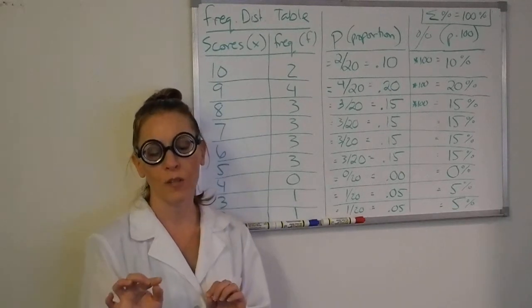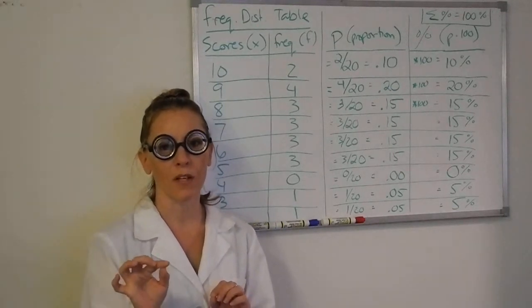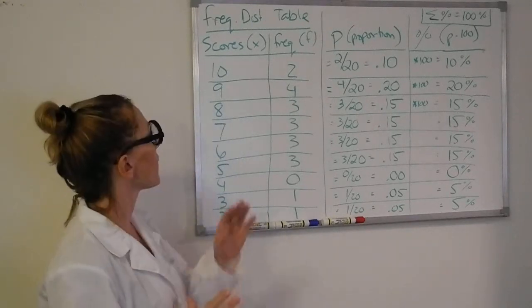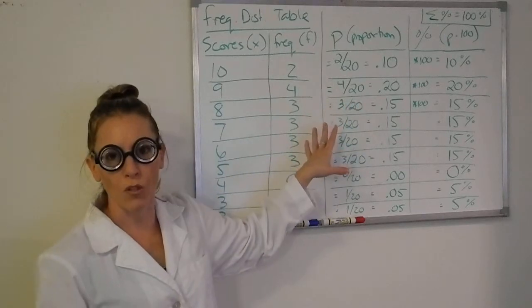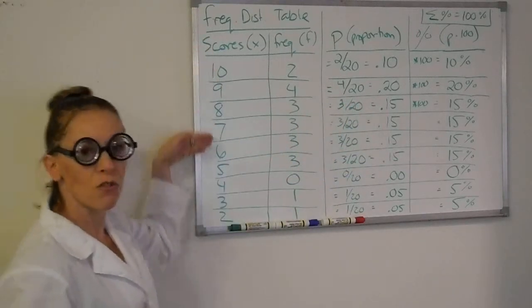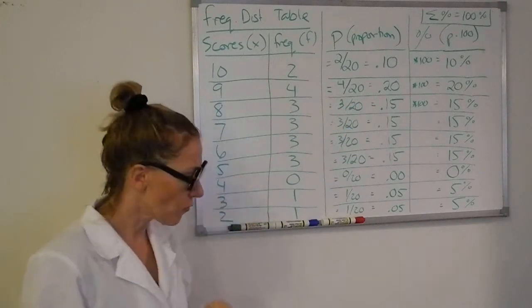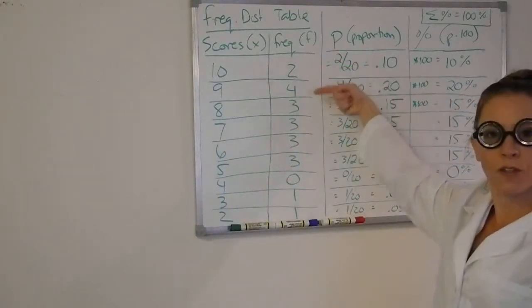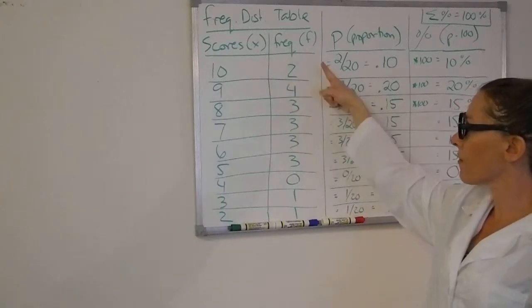Before we get to the group frequency distributions in class, I wanted to go over, just very briefly, relative frequency and proportion. We'll go over them again in class. So here's that simple frequency distribution that I had done for you before, with the scores here and the frequencies here, the X column and the F column.